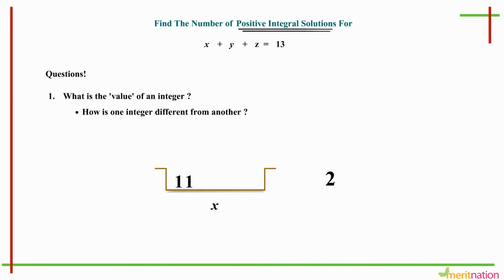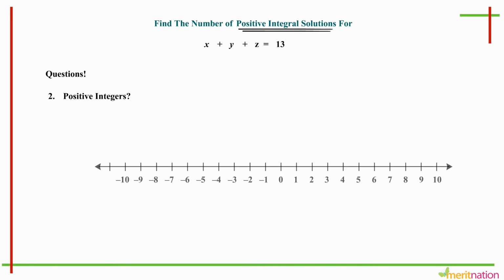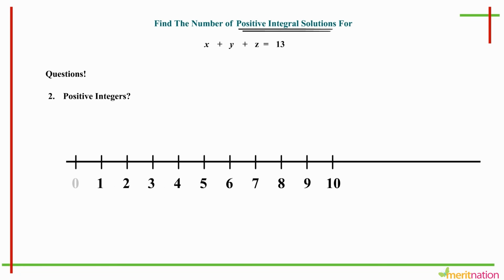Can we then say that the value of an integer is simply the number of 1s in that integer? Now this is true only for positive integers, but let's hold that for a second. What are positive integers? Positive integers are natural numbers. That is, they are integers starting at 1 and going all the way to positive infinity. So 1, 2, 3, 4, 5 and so on are all positive integers. 0 is not a positive integer. Okay, so we've got that out of the way.